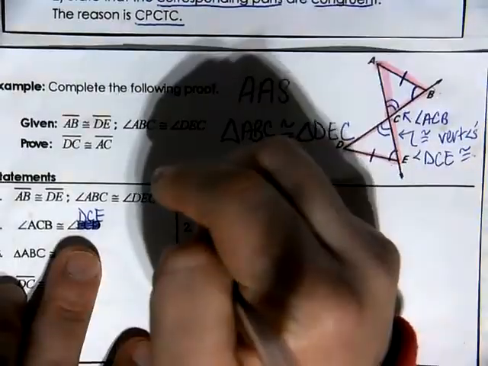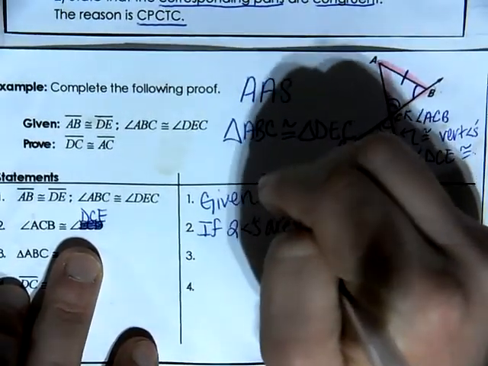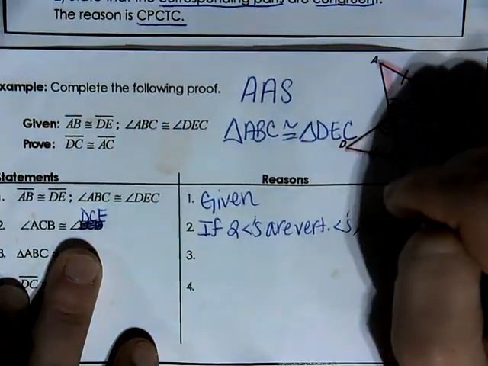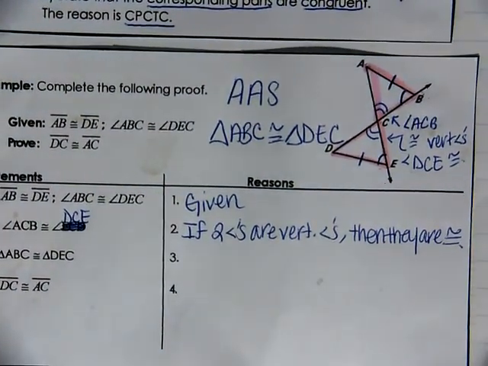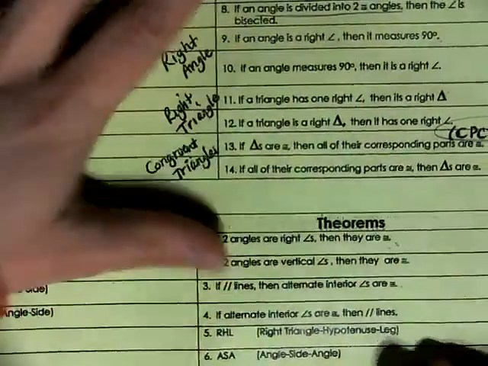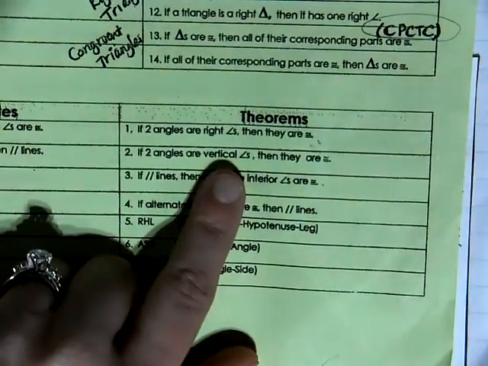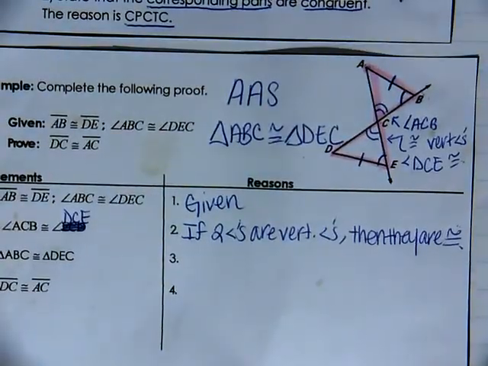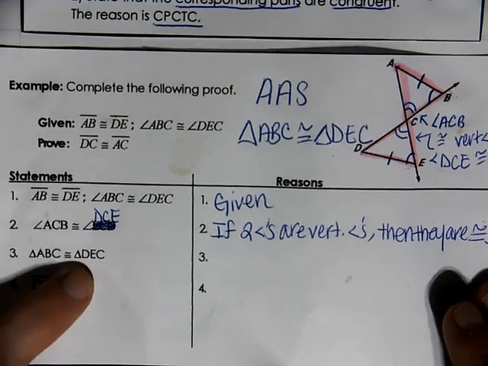And the reason why is that if two angles are vertical angles, then they are congruent. And that is our if-then statement for triangles. And if you need to reference that, go to your wording for Unit 4 proofs and go down to where it says theorems. This is the vertical angle theorem. If two angles are vertical angles, then they are congruent. Then we have triangle ABC is congruent to triangle DEC.